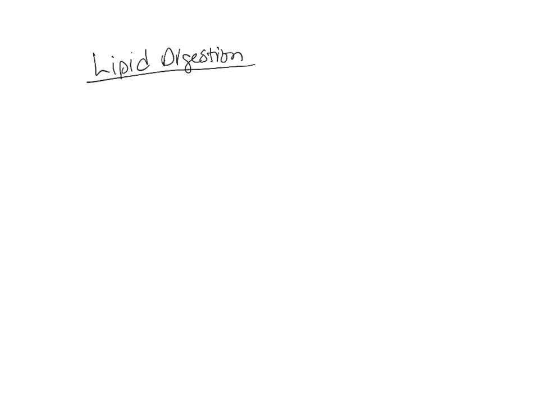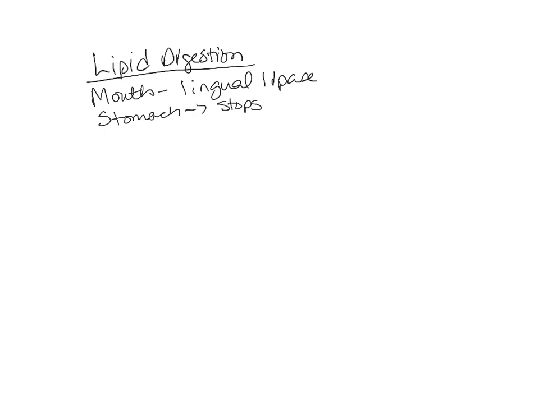So there is some lipid digestion in the mouth. If you remember, there was lingual lipase. So that starts to break down some of the lipids, but again, at the stomach, because of the pH, the lingual lipase stops. Once in the duodenum, though, there are a couple of things that are going to help to break down those lipids. First of all, we have the gallbladder, which releases bile.